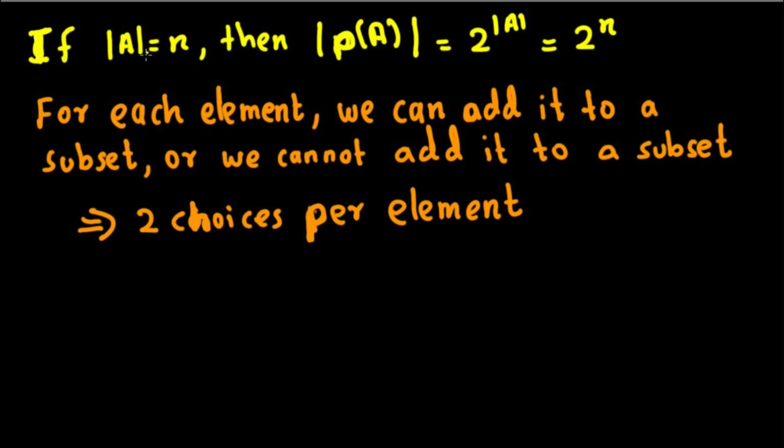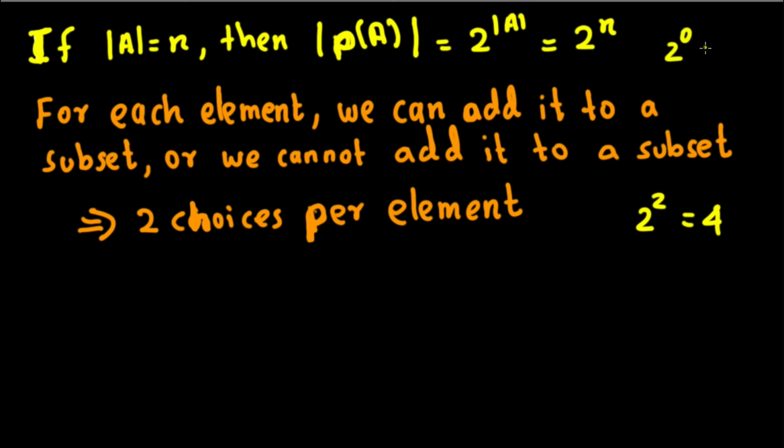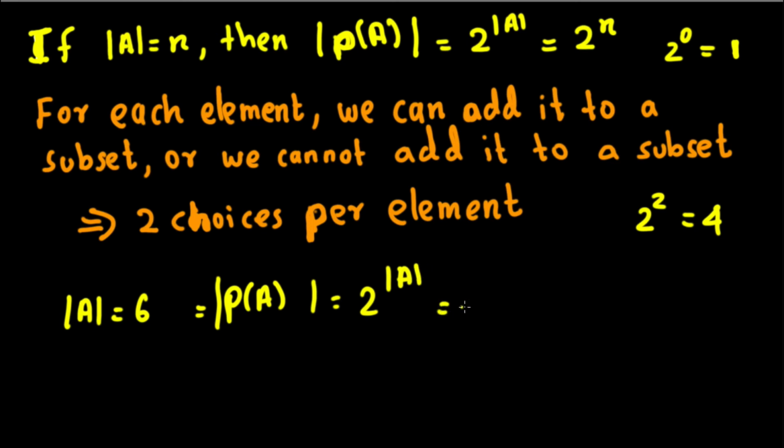Now let's look at the next one. Here it says if the size of A is equal to n, then the size of the power set of A is equal to 2 power n. So 2 power n possibilities. For example, in our case, if we have two elements, a, b, it means 2 power 2. There are four elements we will have. If you look at this example, we have a, b, that's why we have 1, 2, 3, 4. If it's 0, then we will have just one possibility. For example, let's say A contains 6 elements. Then how many elements will we have for the power set of A? That's going to be 2 power 6, so we will have 64 elements for this power set.